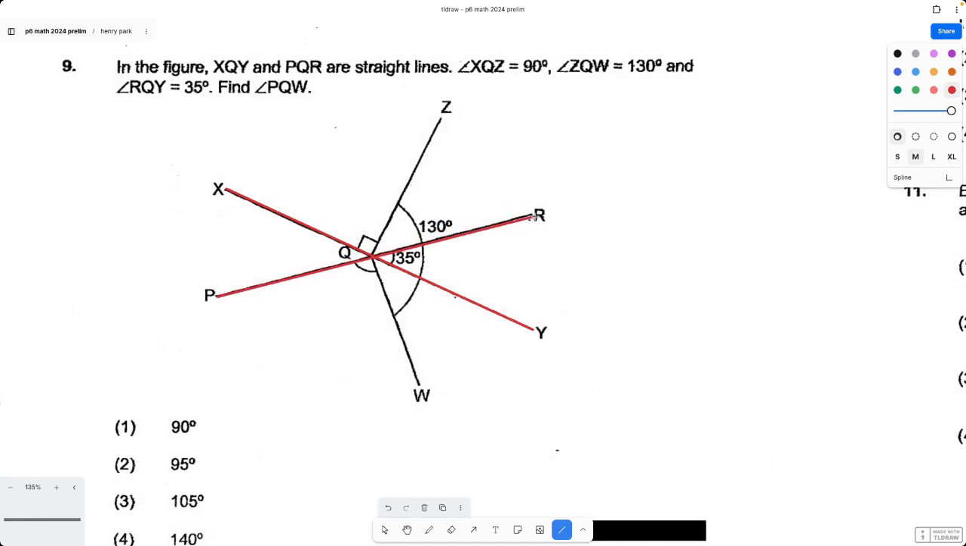Okay, so that means right angle XQP, QP, which is this over here, is also equal to 35 degrees. Okay, so now we know that XQP is 35 degrees. I think we can calculate the rest already.